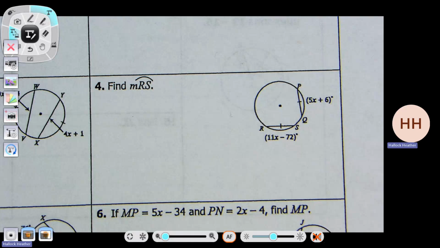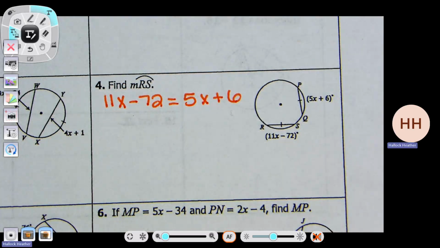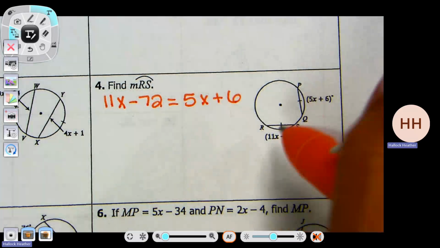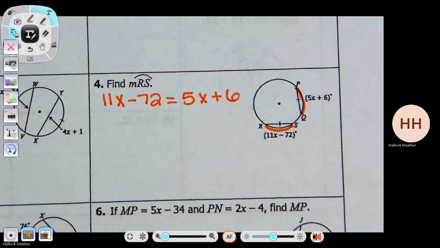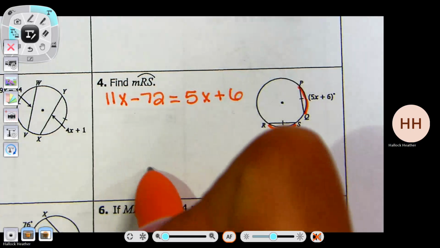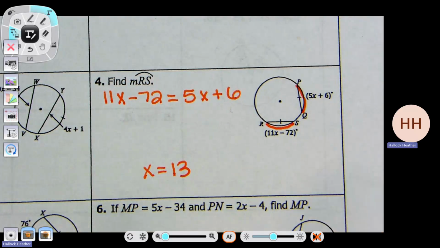What am I going to do? Equal them to each other. So take a second, add 72 to both sides. Subtract 5 from both sides. Nope, because this arc matches this arc. They're congruent. What'd you get, 13? So 13 is not the answer. You've got to figure out what you've got to find.